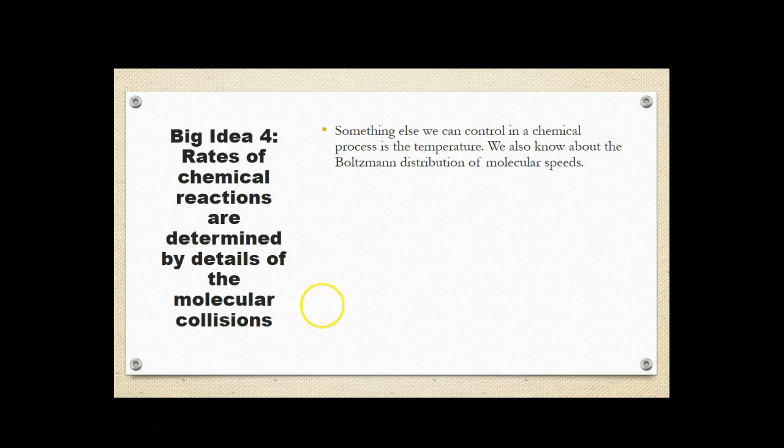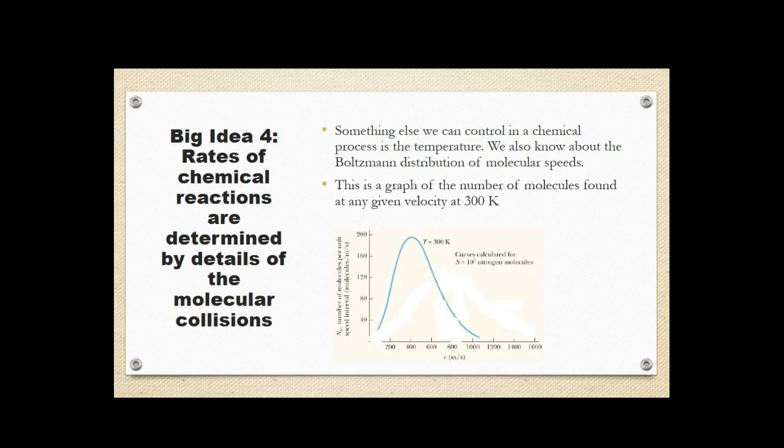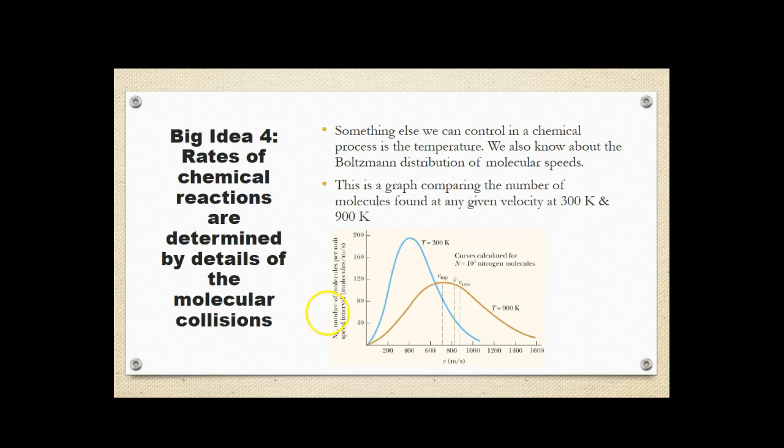So we also know about the Boltzmann distribution of molecular speeds from our study of kinetic molecular theory. This is a graph of the number of molecules found at any given velocity at 300 Kelvin. If we then do the same experiment at a higher temperature, here we have done it at 900 Kelvin, we see that the graph on the right graphs the number of molecules that are found at a specific velocity.